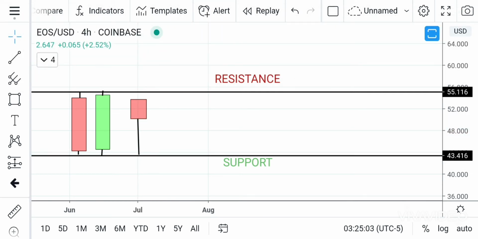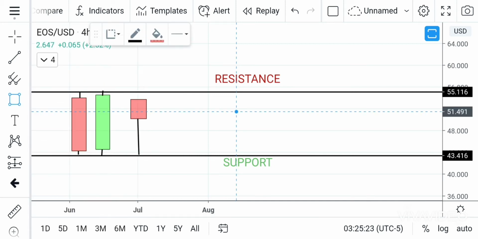The wick of the candle shows you a price rejection. You have the body of the candle, which is the colored part over here, and the wick of the candle, which is the black line over here. So the wick shows you a price rejection of higher or lower prices.